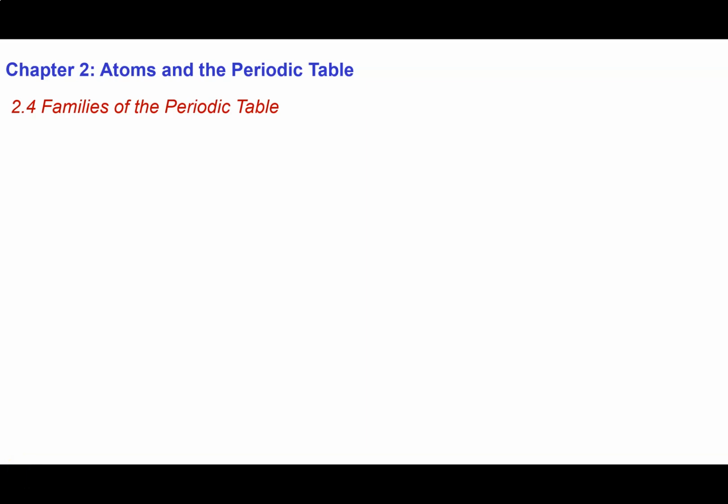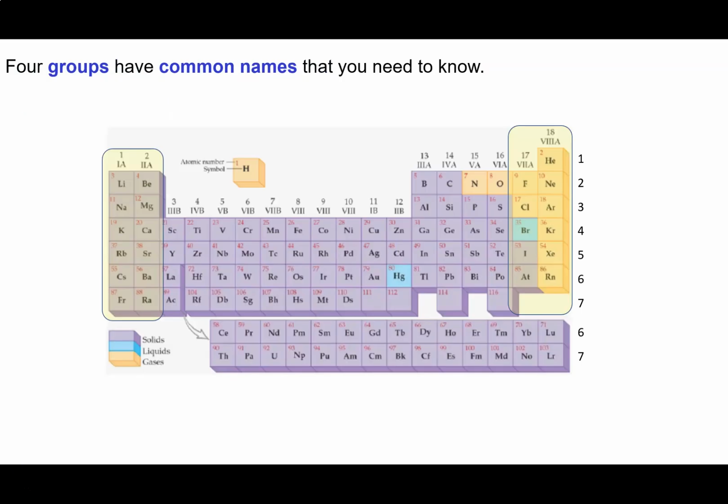So in section 2.4, it's a really brief section. We're just going to characterize a few key families or groups of the periodic table according to common names that are used to describe them. So the groups that we're going to give common names to, and you are expected to know these common names, are two on the far left of the periodic table and two on the far right.